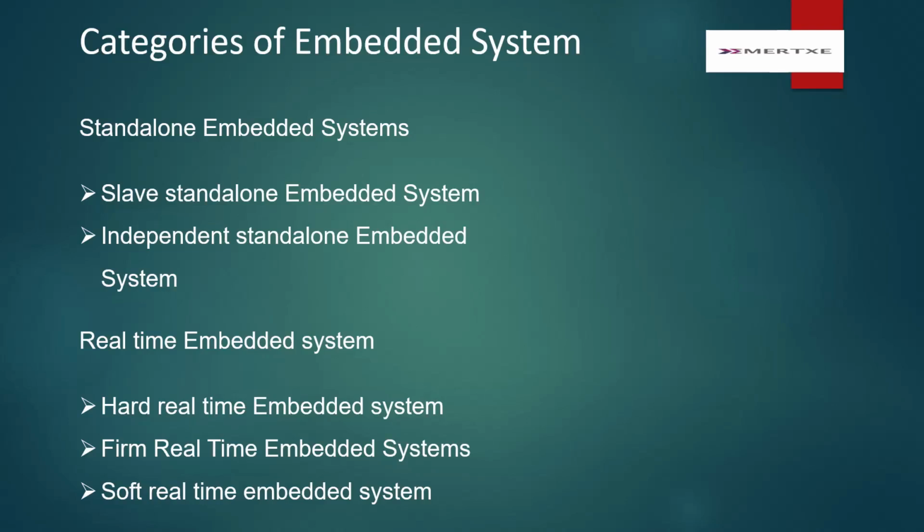Next, the firm real-time embedded systems. In this type, there is property loss when timing is delayed. For example, a fire alarm. In soft real-time embedded systems, a small delay is acceptable. For example, a DVD player and electronic toys are examples of embedded systems which are not time critical.